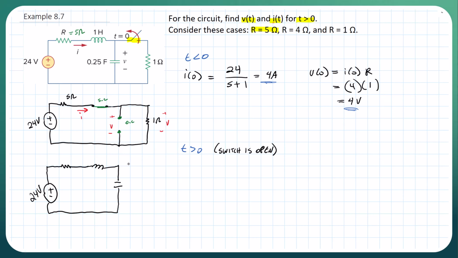The resistor at the end is going to go away, and we're again using 5 ohms, 1 henry, 0.25 farads, and this is going to be our current I, and this is going to be our voltage V. And you see here we have a series RLC circuit. Of course it has that voltage source of 24 volts. So now we can look at the characteristic roots and determine alpha and omega.